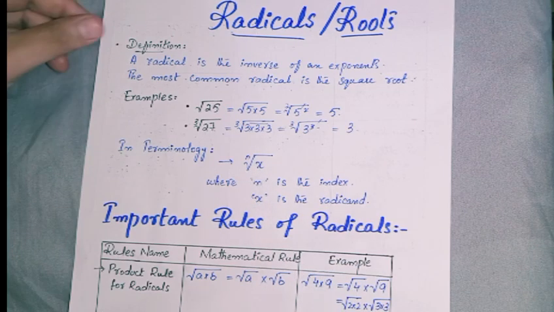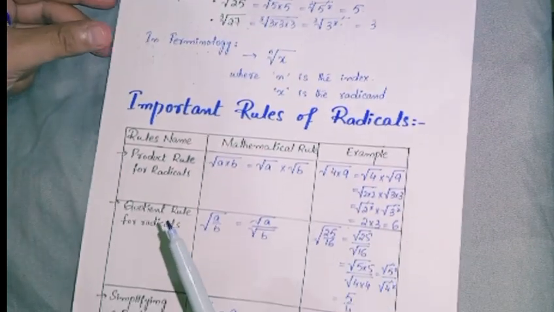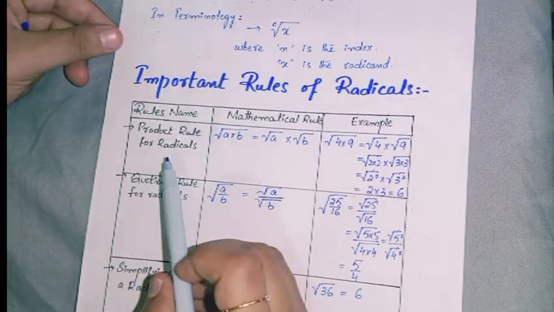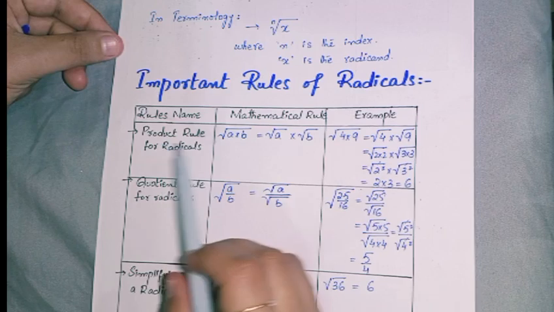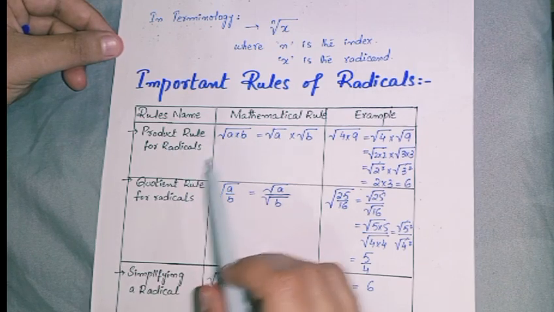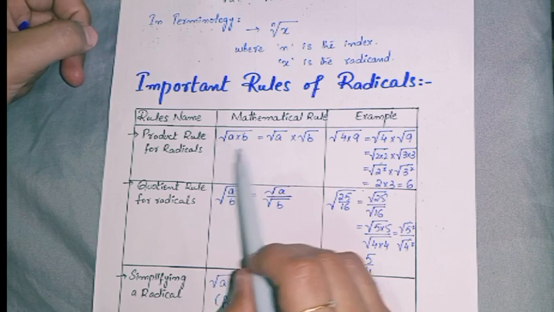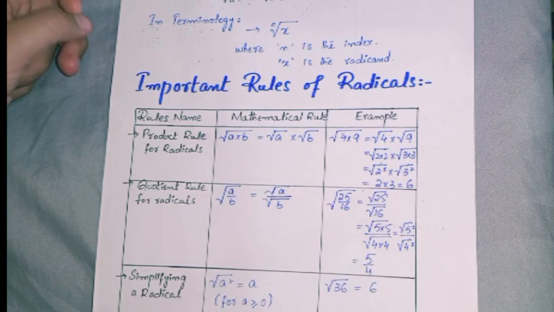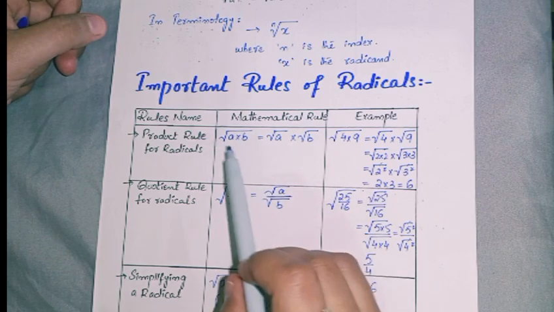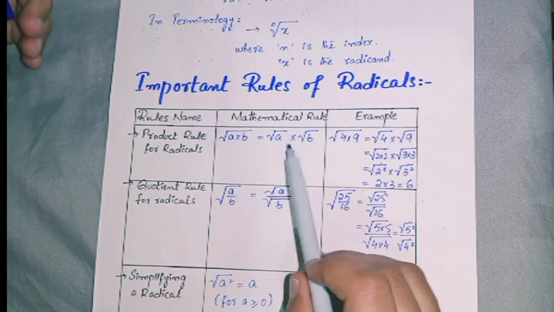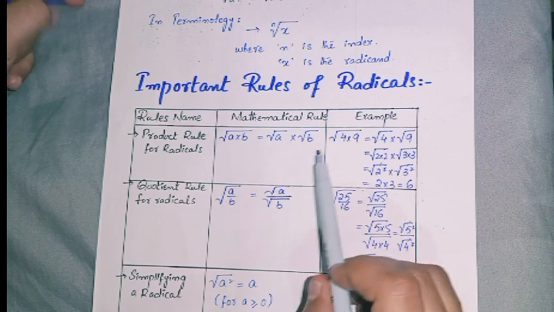Okay, now let me tell you the important rules of the radicals. So these are the very important rules of the radicals. First rule is the product rule for radicals. The mathematical rule is also written here. Product rule means a into b, in the form of a product in a radical. If you are writing in this product form, you can also separate it in this way, like square root or under root a into under root b.